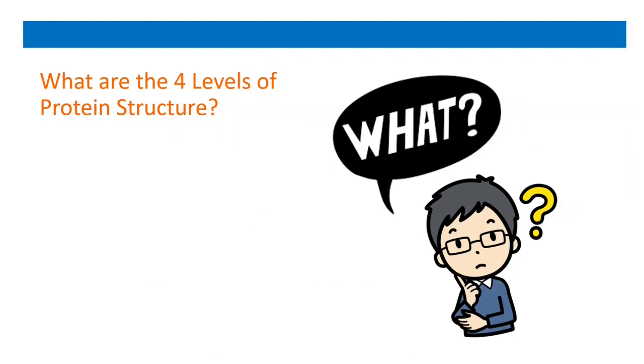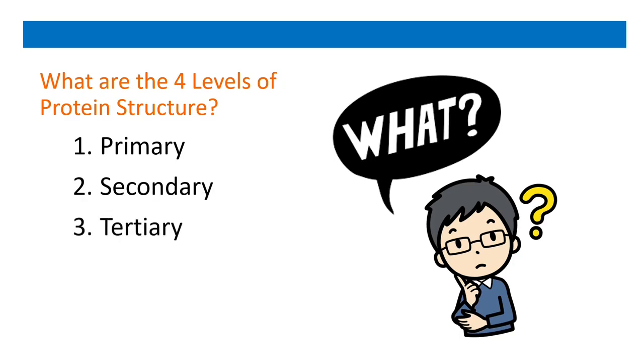With that, let's go to this question: what are the 4 levels of protein structure? These are the 4 important things we have to remember. The first one is called the primary structure. If you know the primary structure, it's very easy to know the other 3 levels. Starting with the primary structure, you next have the secondary structure, the third would be the tertiary structure, and finally the fourth would be the quaternary structure.